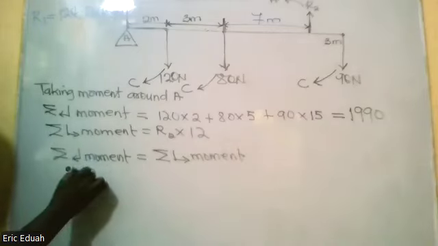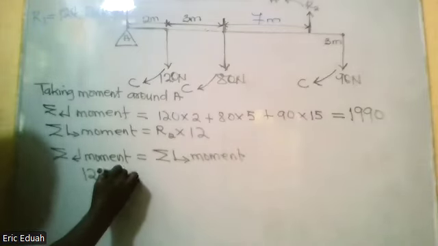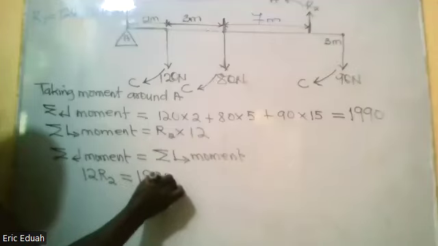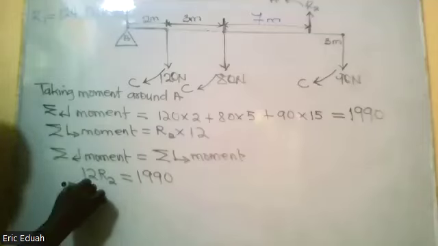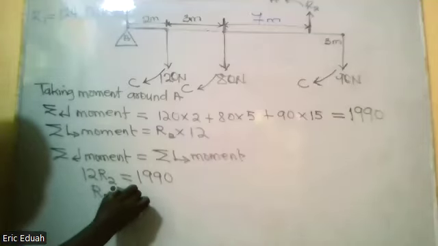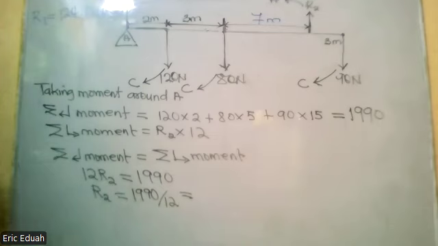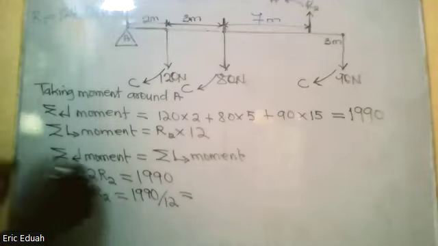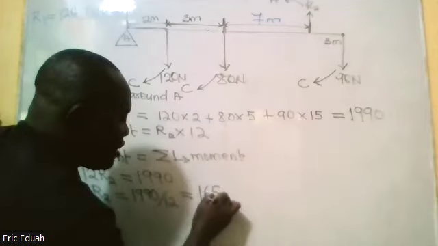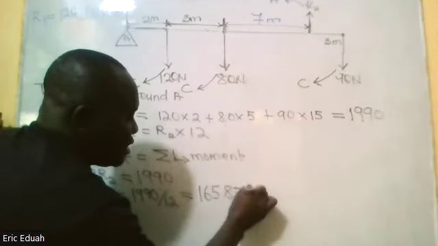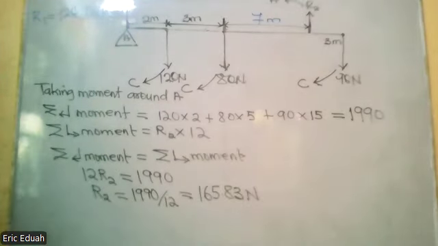So 12 R2 is equal to 1,990. Therefore, R2 would be equal to 1,990 over 12. And what is 1,990 divided by 12? Ours is 165.83 Newton.